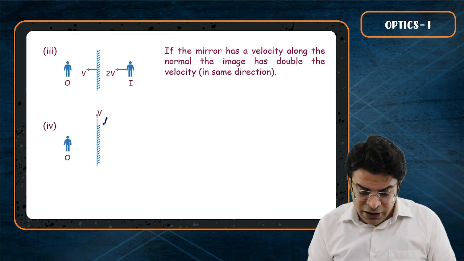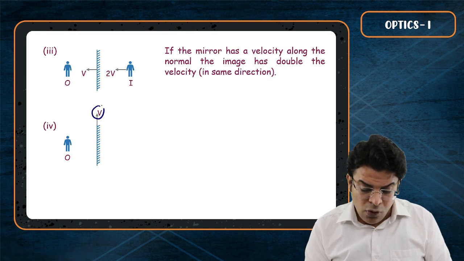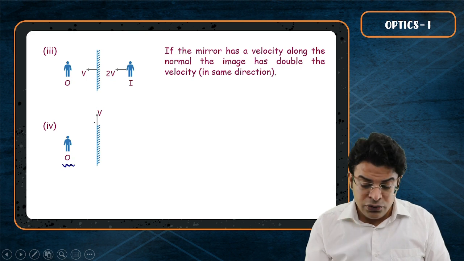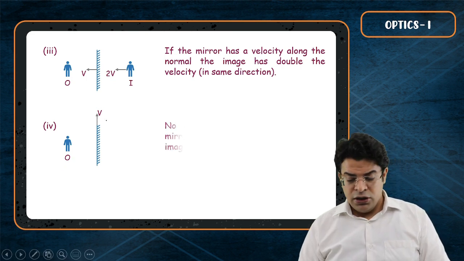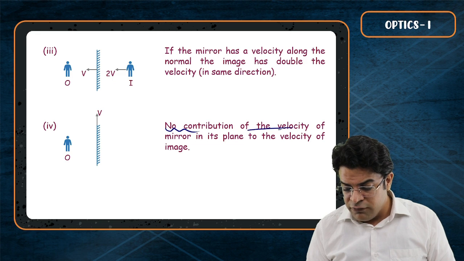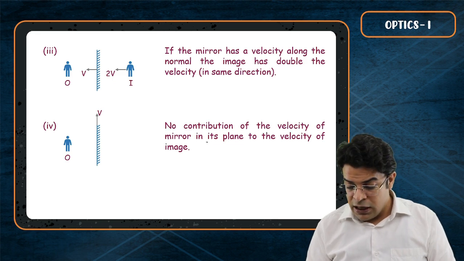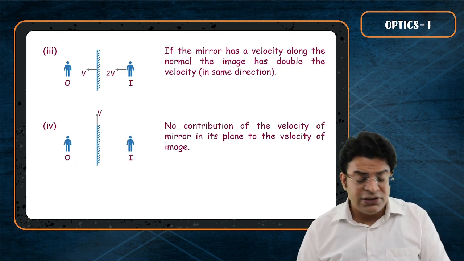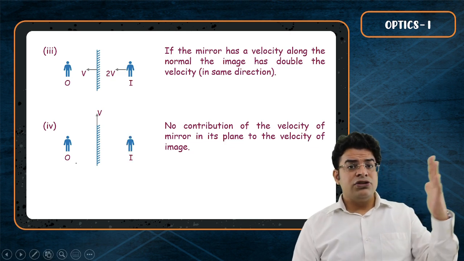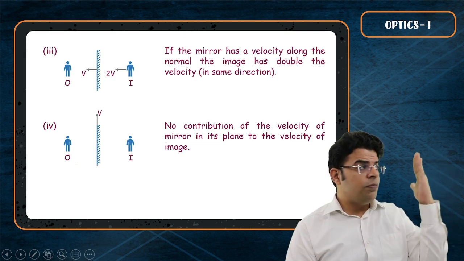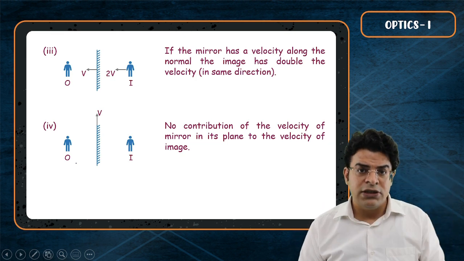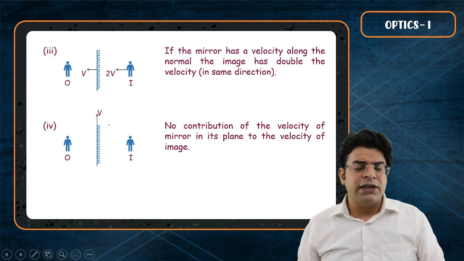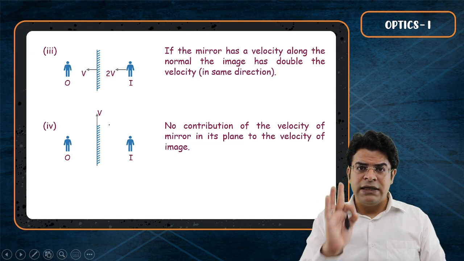So if the mirror has a velocity in its own plane, then there is no impact on the image velocity due to this mirror velocity. So no contribution of the velocity of mirror along its plane to the velocity of image. So if the object is stationary and the mirror has got any velocity in its own plane, then that velocity is useless. Because of this velocity, the image doesn't move at all. So let's practice two questions to understand this thing better.